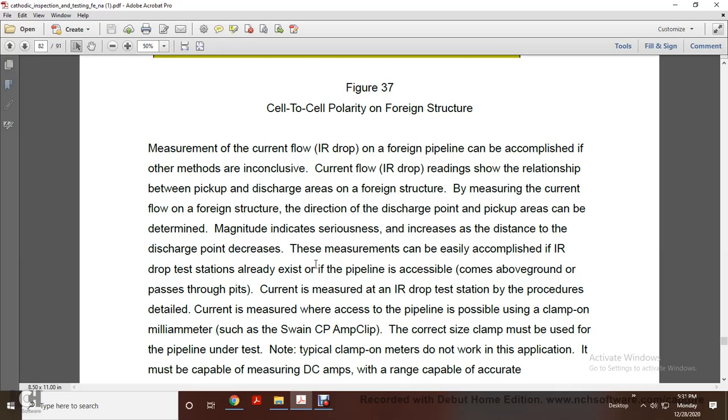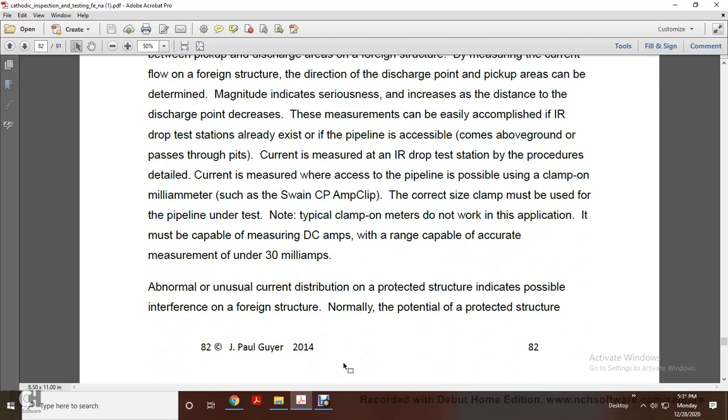The measurement can easily be accomplished at an ampere drop test station already existing on the pipeline, where access comes above ground. Current is measured at the test station by the detailed procedure. If access to the pipeline is possible, current is measured with a clamp-on ammeter such as the Twin ACM cathodic protection amp clip. The correct size clip must be used for the pipeline under test. It must be capable of measuring DC amps with a range capable of accurate measurement under 30 milliamps.